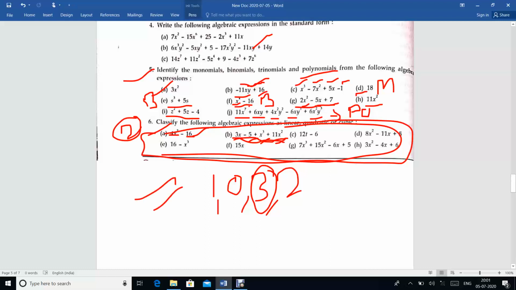I hope all of you understand by here. Now you have to do all the questions in your fair notebook and complete exercises 5.1 and 5.2 in your fair notebook. In the next video we will start the next exercise 5.3, which is based on the operations, means addition, subtraction, division and multiplication. So in the next video we will do the operations of algebraic expressions.